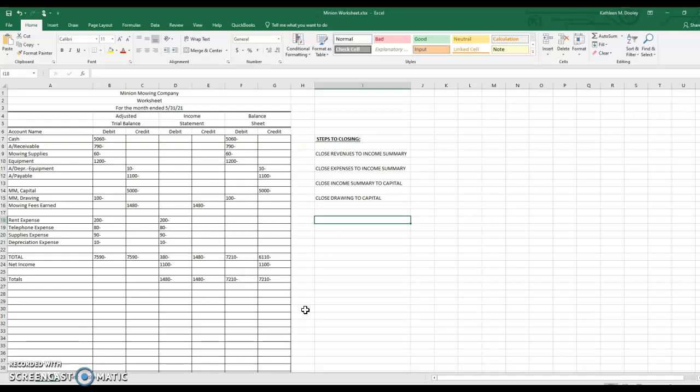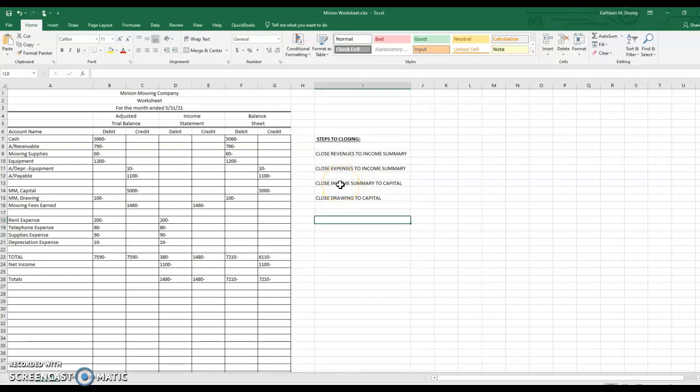Now there are 4 steps to closing. We can close revenues to income summary. This income summary is just a temporary 5-minute account. That's all it's going to last. Okay? So it's called income summary. We're going to close the revenues into that temporary account. We're going to close the expenses into that temporary account.